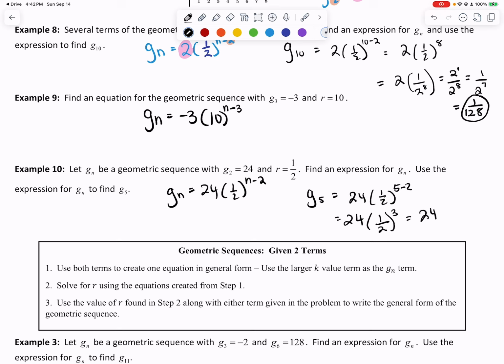And that is 1 over 2 cubed, which is 8. 24 divided by 8 is 3.